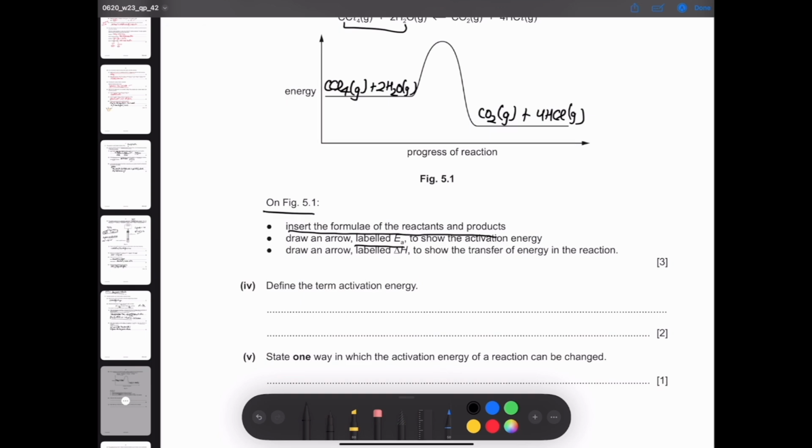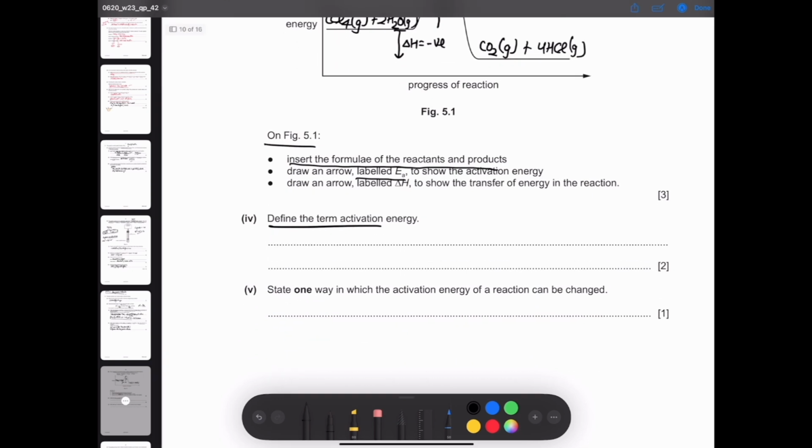See, this is an exothermic reaction. There, the activation energy required is quite less. So, this is your activation energy. Draw an arrow labeled delta H to show the transfer of energy in the reaction. So, that will be decreasing like this, delta H, which is negative because it's an exothermic reaction.